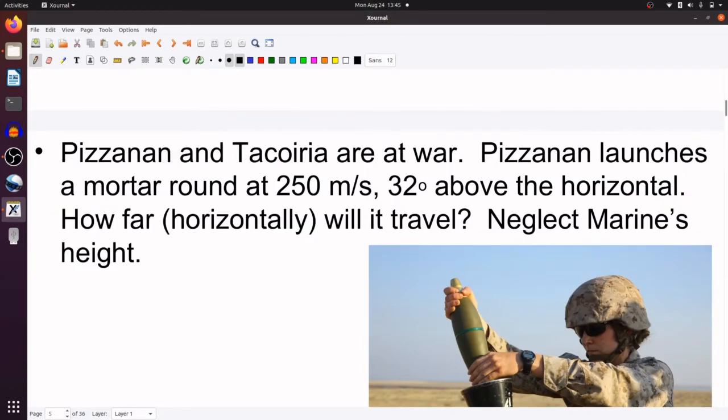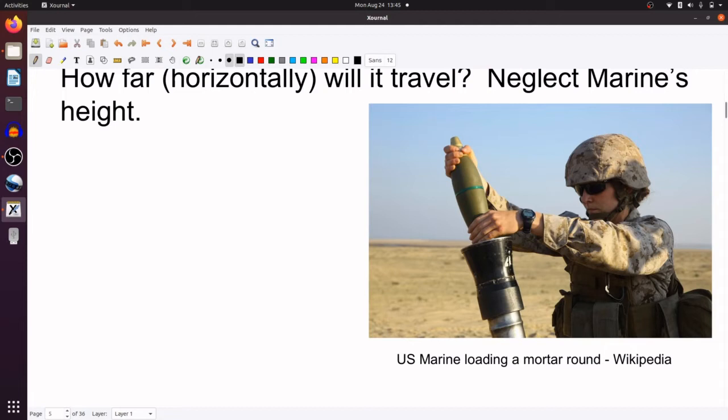So I have my two made-up nations at war just because, I guess. We got Pizzanen and Tacoiria. Pizzanen and Tacoiria at war. Pizzanen launches a mortar round at 250 meters a second, 32 degrees above the horizontal. So now we got an angle. How far horizontally would it travel? Neglect the Marine's height. So basically put, we're launching something at an angle.